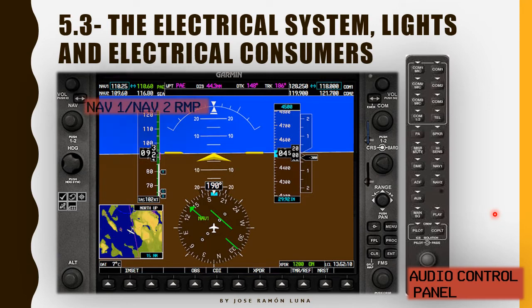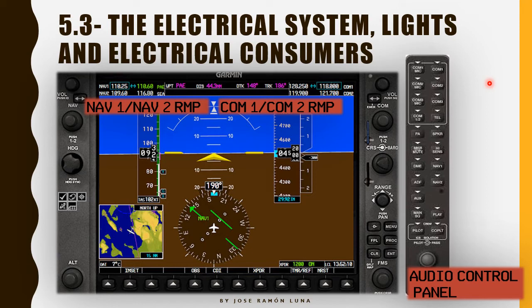Anyway, let's keep going with this. The NAV 1 and NAV 2 RMP, careful: we don't have NAV 1 and COM 1 in the same unit. We have NAV 1 and NAV 2 to the left, NAV as you can see, and then we have COM communications to the right. Don't get confused with that, it's really easy to make a mistake, be careful, all right? So, as I said, COM 1 and COM 2 RMPs to the right.